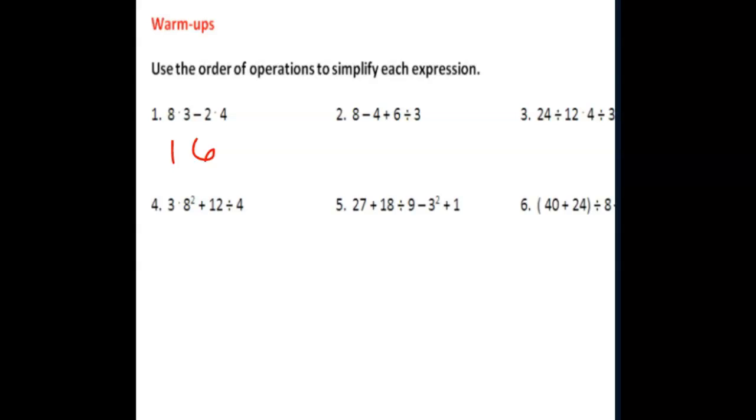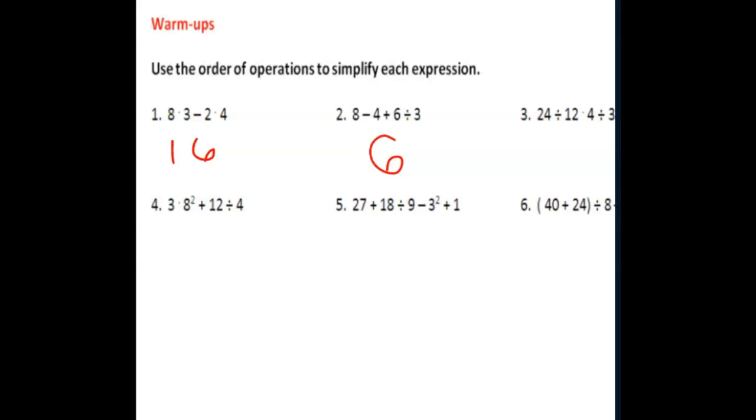And number two, you're going to divide 6 by 3 to start. So 6 divided by 3 is 2. Then you have to do 8 minus 4, which is 4. 4 plus 2 is 6.